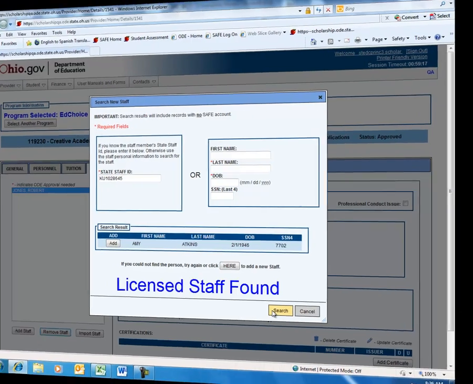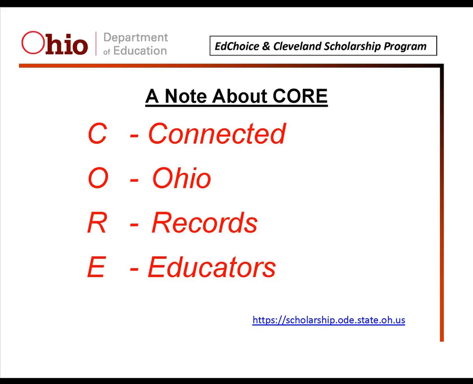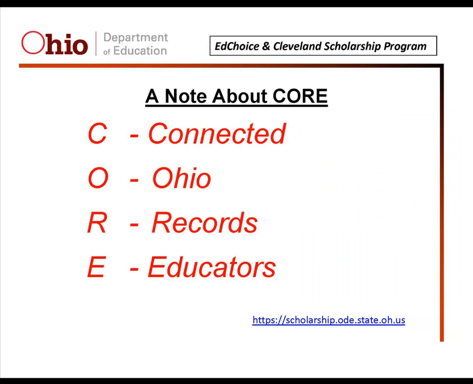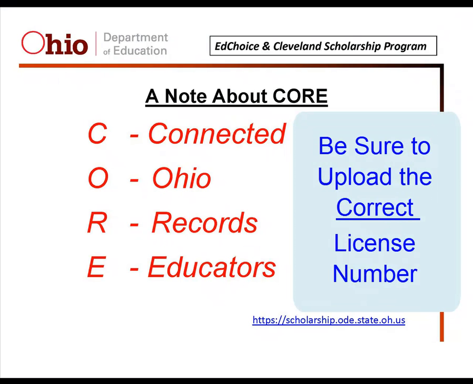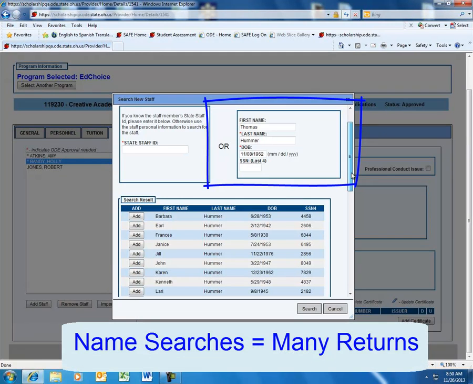The search results bring back all matches based on the search criteria. A note about CORE. The Search Staff box is pulling information from CORE, the Connected Ohio Records for Educators. All Ohio licensed educators should have a record in CORE, and by entering the correct license number, we assure the correct staff information is uploaded into the provider scholarship application. If searching by name and birth date, there may be several possibilities returned by the CORE search.